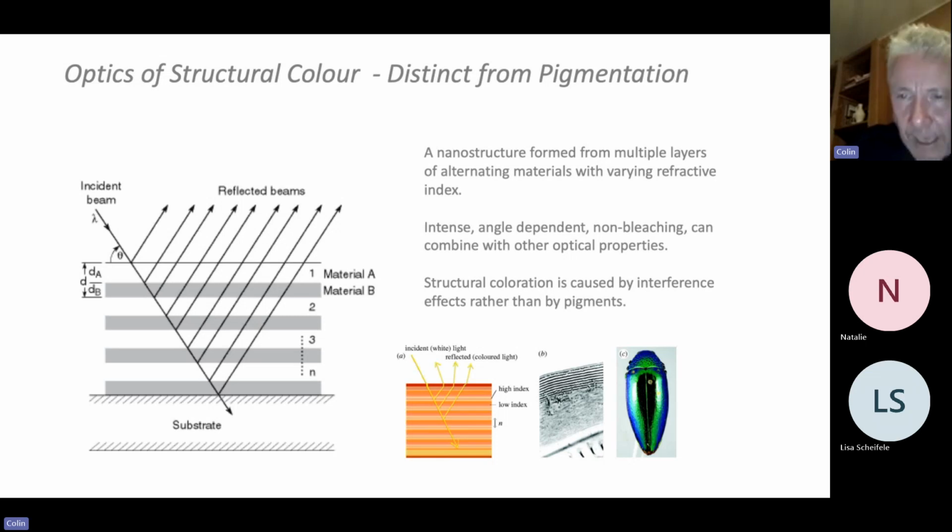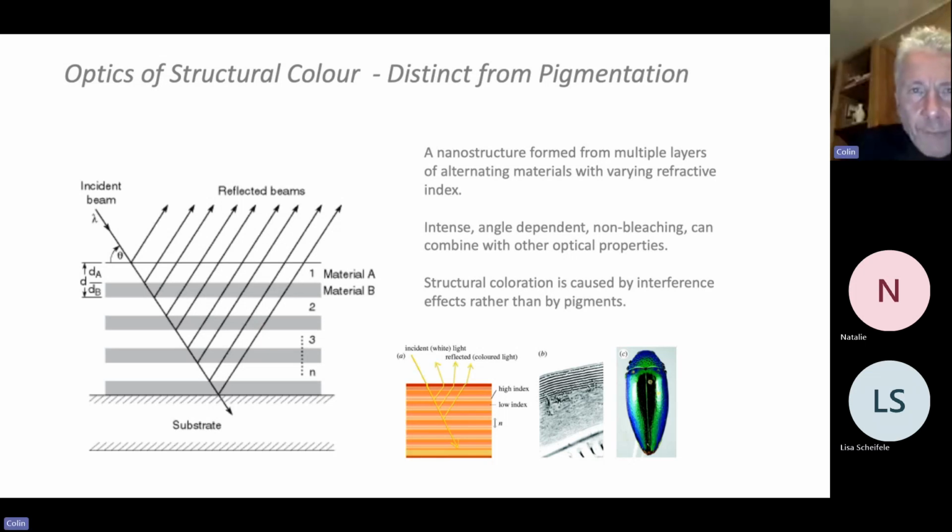And what you see coming off them in the reflected light can be very intense, very angle-dependent colors. You can also have structural white and structural black, and that's a little bit different. Structural white is super light scattering, and structural black, super light absorption, and they're related effects, and they also exist in nature. So you can do just about anything, any color, with structural color.